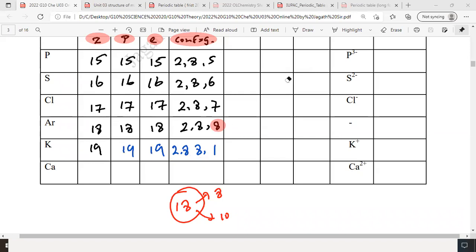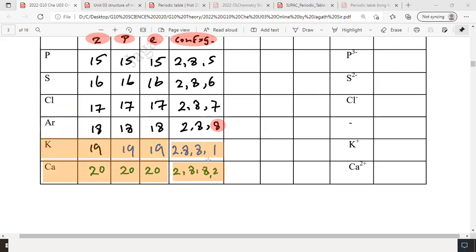Then the next one, calcium. Calcium, atomic number 20. Protons 20. Electrons 20. Configuration 2, 8, 8, 2. The last two you write in a different color because the pattern changes now. After that it is still 2, 8, 8, so these two are a bit important. For potassium and calcium, the fourth level begins to fill.